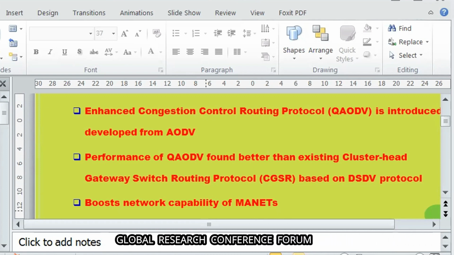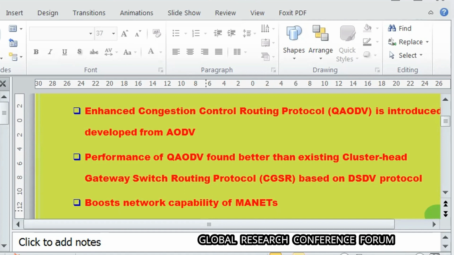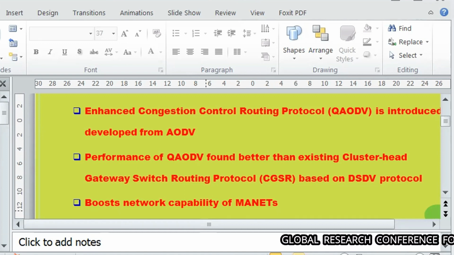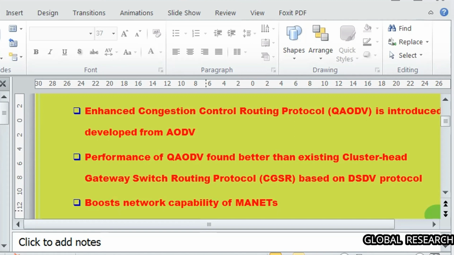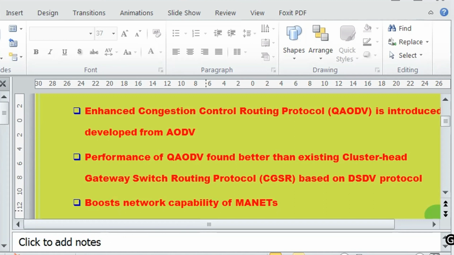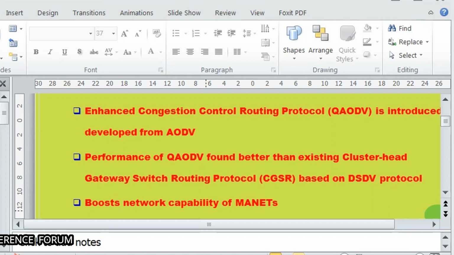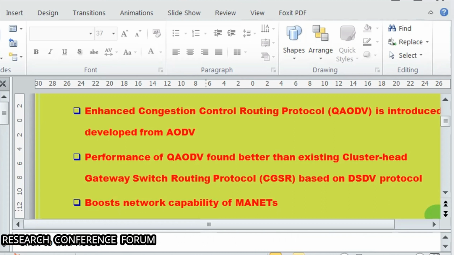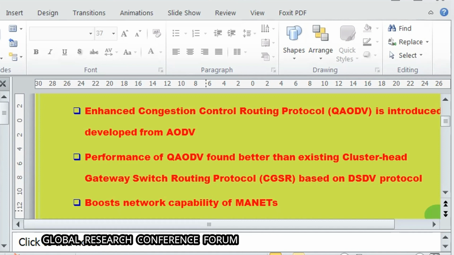So I am developing a protocol called the Enhanced Congestion Control Routing Protocol, which I call QAODV, based on the main mobile network protocol, AODV. The performance of QAODV is found better than the existing Cluster Gateway Switching Routing protocol, CGSR. I am also trying to combine it with another protocol, DSDV, to get better efficiency. CGSR is used for wireless sensor networks where there is a fixed infrastructure and a central node controlling everything, but I am using it in MANETs, mobile ad hoc networks.